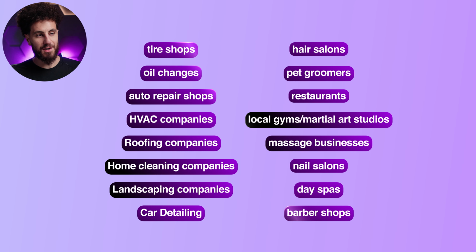Now, before we start, you might want to choose a niche to actually break into. I'll give you a long list. Basically, any type of business works as long as it's a service-based local business that has a long list of backlogged clients. You basically have car detailing, landscaping, home cleaning, roofing, HVAC, auto repair, oil changes, tire shops, hair salons, barber salons, day spas, nail salons, massage businesses, local gyms, martial arts studios, restaurants, and pet groomers.